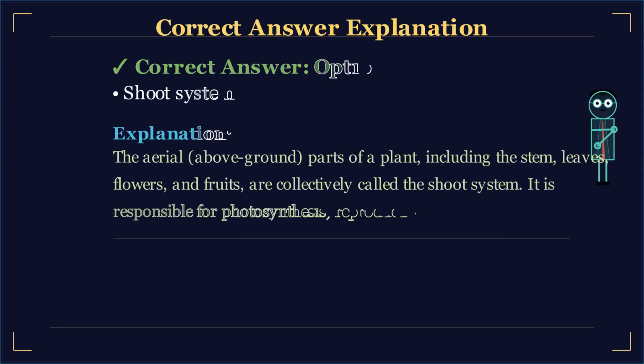Here's the explanation for the correct answer. The aerial, above ground, parts of a plant, including the stem, leaves, flowers, and fruits, are collectively called the shoot system. It is responsible for photosynthesis, reproduction, and transport.